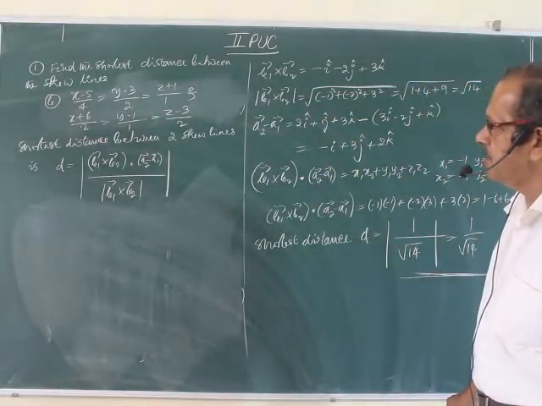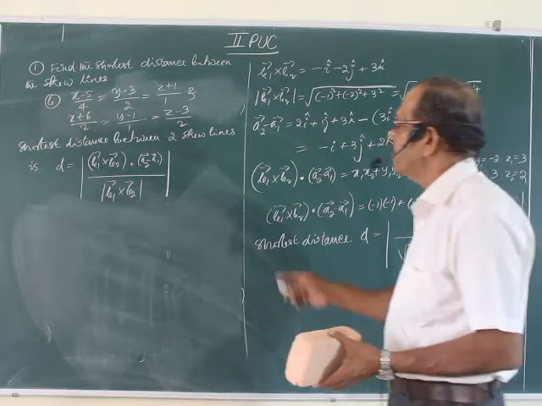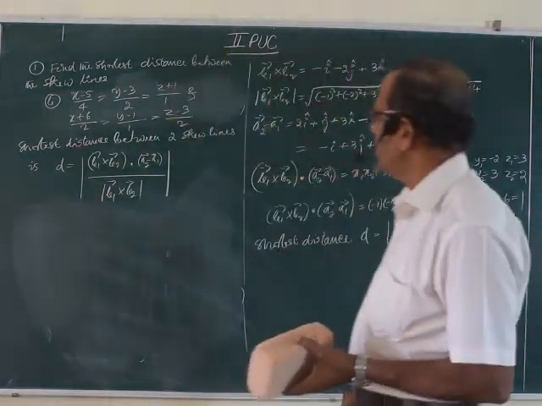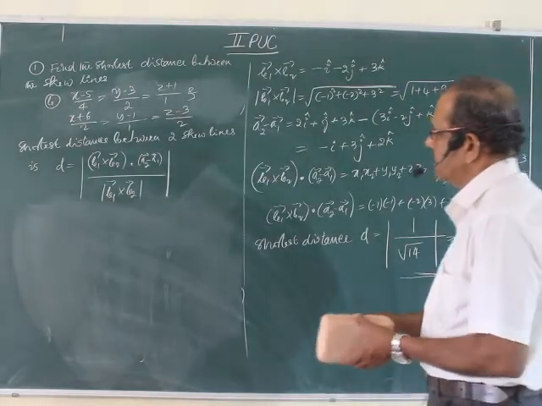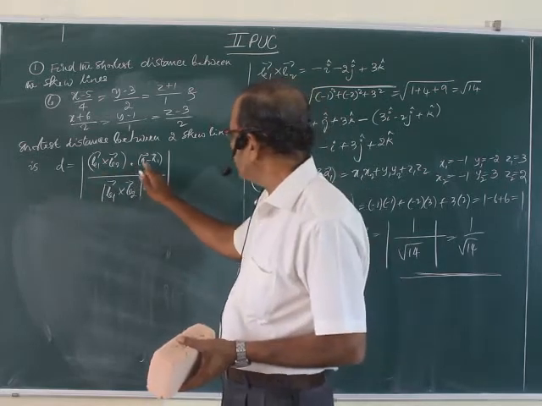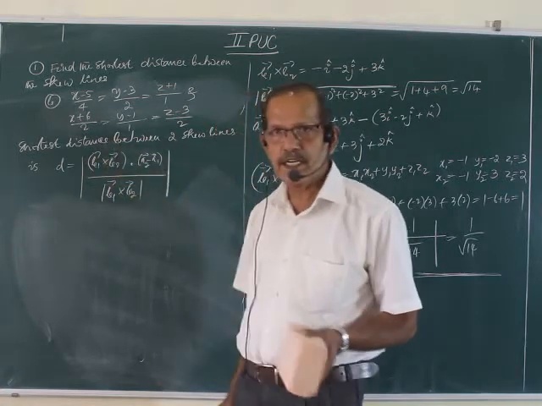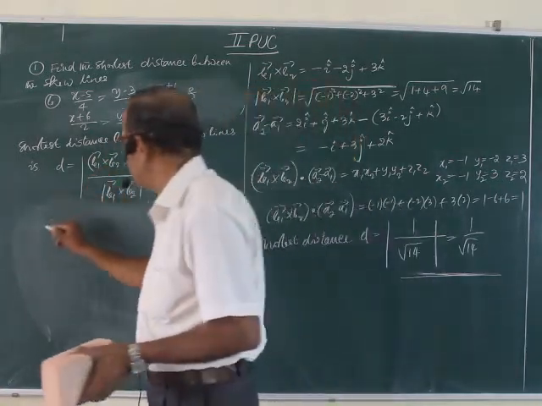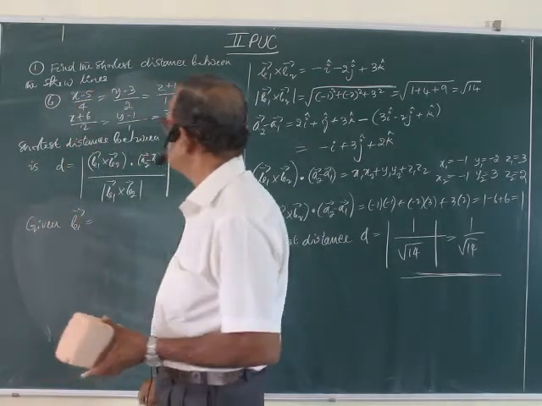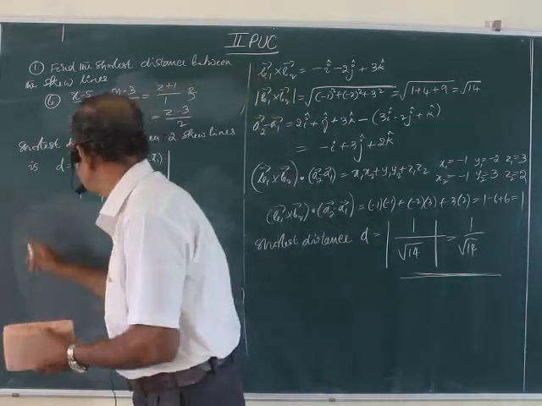Shortest distance between these lines. But the given equation is in Cartesian form. To find the shortest distance, we need b1 cross b2 dot a2 minus a1. Here b1 is given as the second vector, but it is not in the standard form. Better to write the equations.